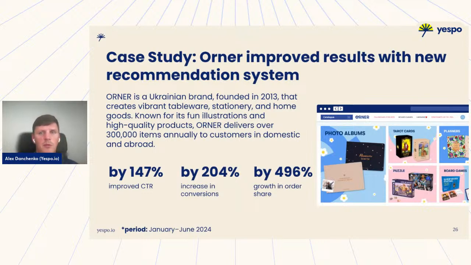And another example from a Ukrainian brand that sells kitchenware. Here we also had very great results with a large assortment of over 300,000 items. We managed to improve click rate by 147% and increase conversion 3 times, and grew order share from recommendations 6 times, so by 500%. Again, amazing results that I'm very happy to share with you.